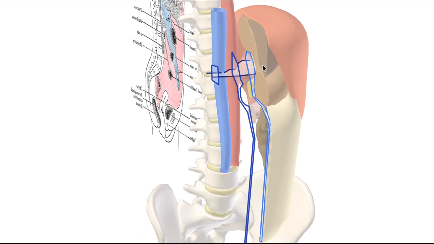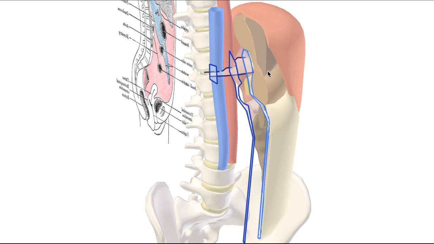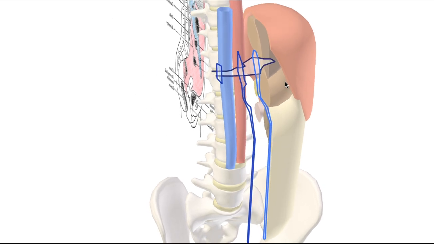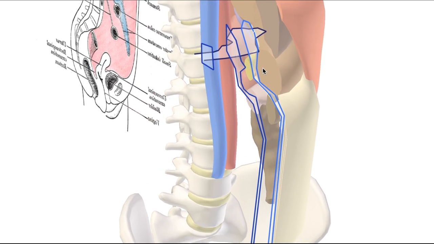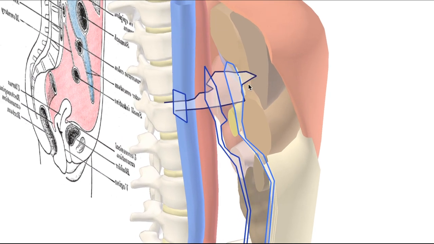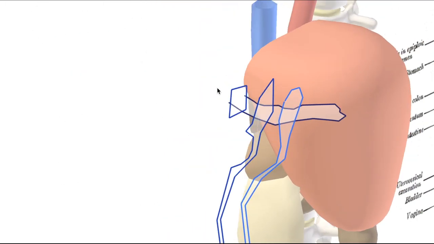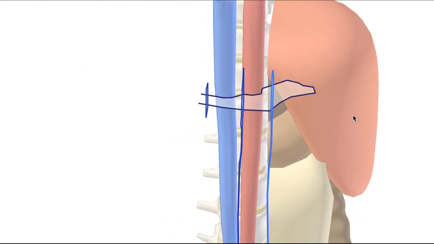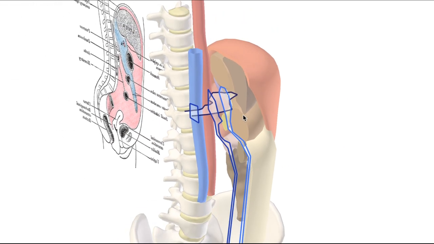Okay, so as I mentioned, the dimensions of the lesser sac overall are quite bizarre. But if you can piece together these sections in your mind, we get a pretty good idea of how the space changes throughout the sagittal plane. And we're going to leave it there.